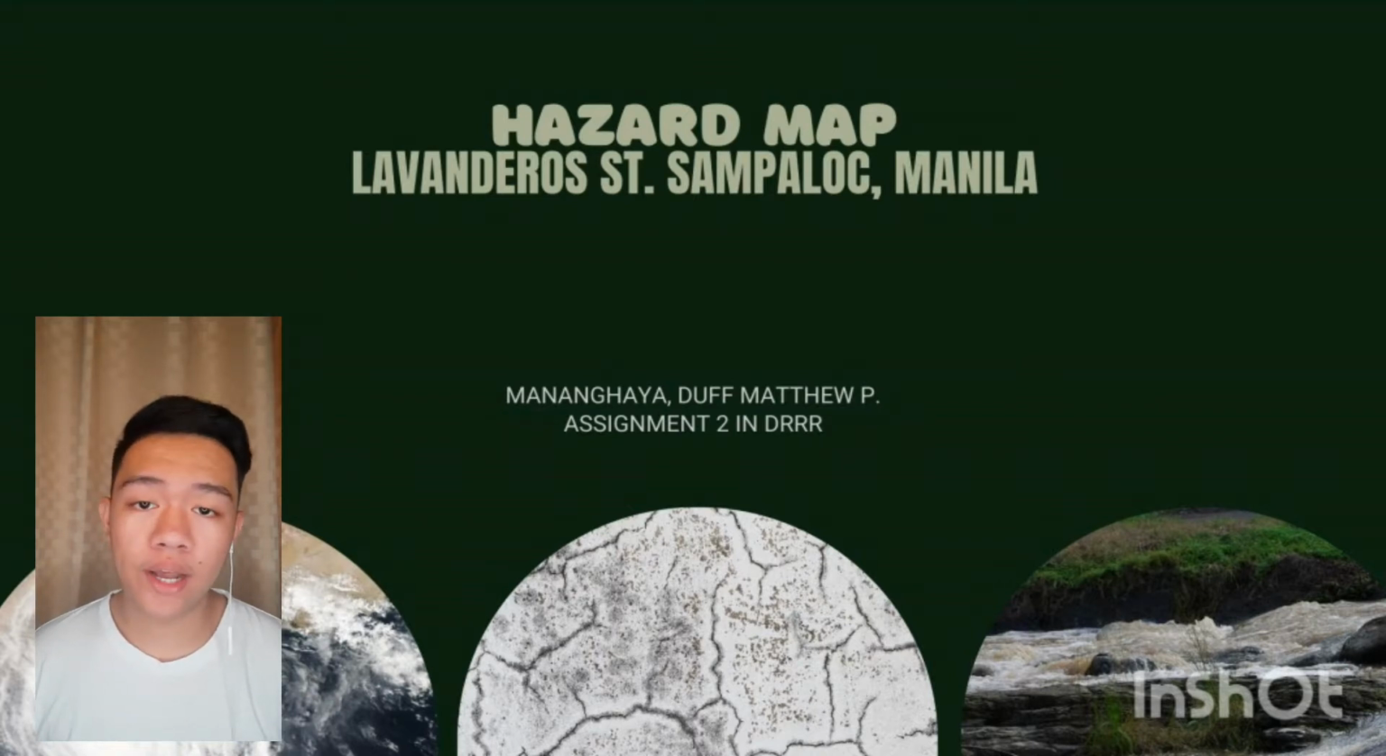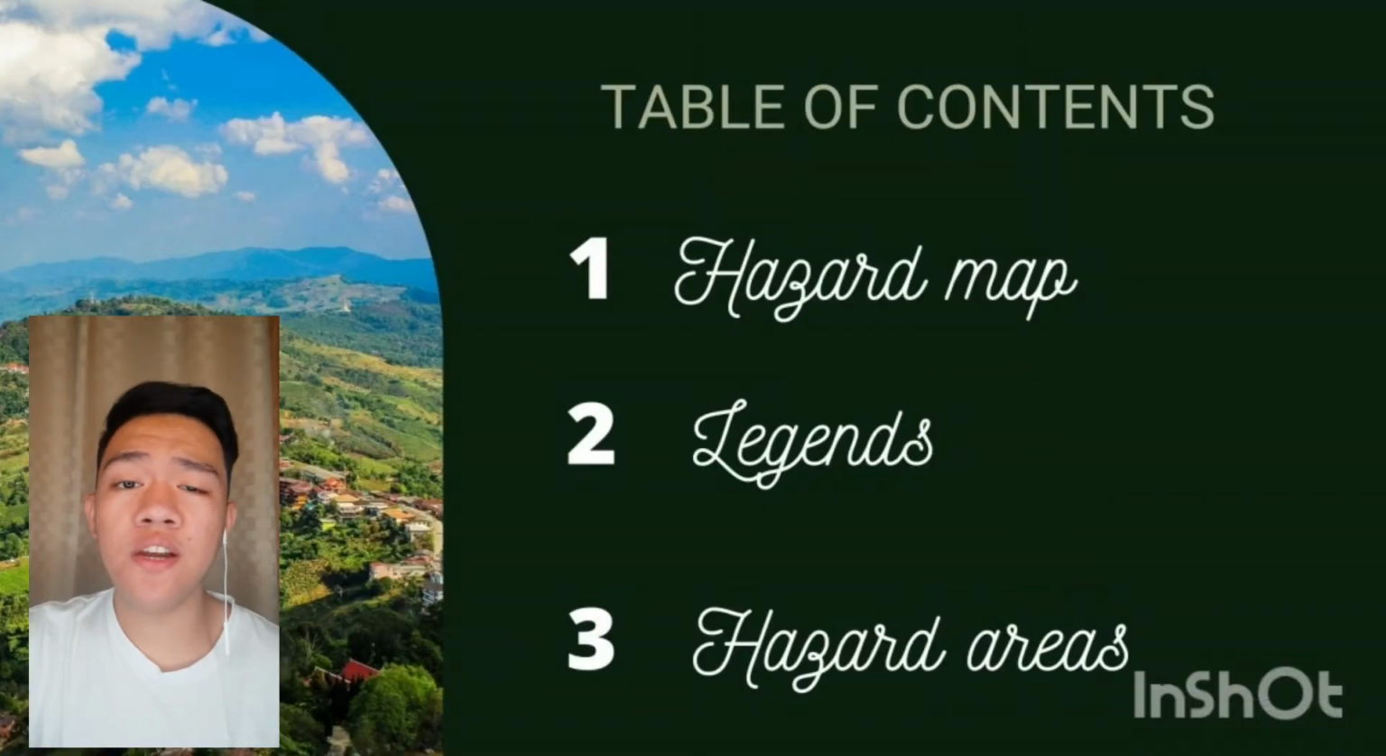In this video, I am going to discuss the hazard map and the hazard matrix of my community, which is Barangay 412, Zone 42 in Sampaloc, Manila. As we can see here on the screen, at the end of the video, we will learn about the hazard map, the legends, and the hazard matrix. Let's get into the discussion.